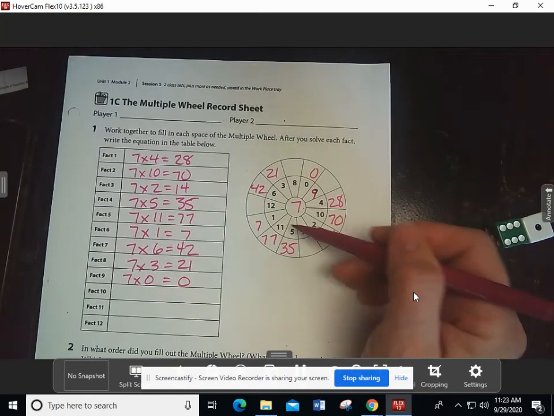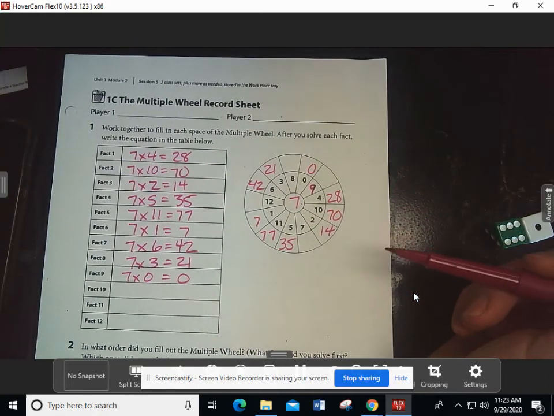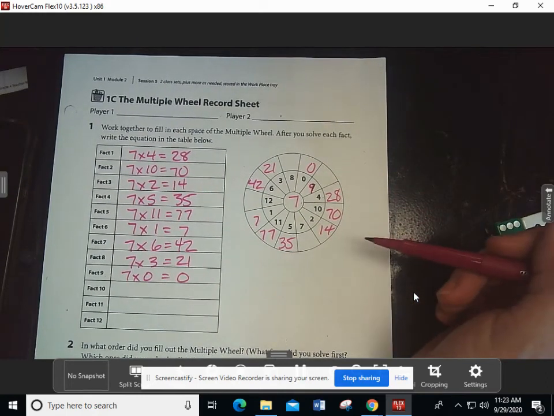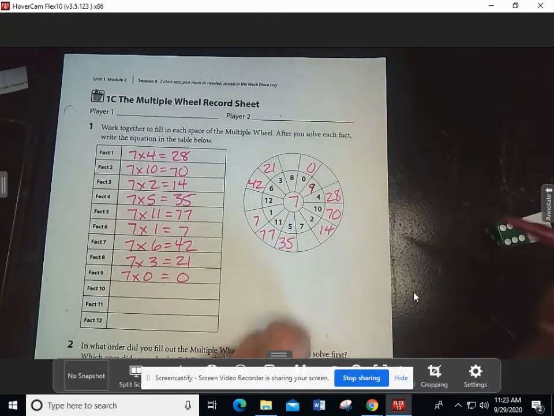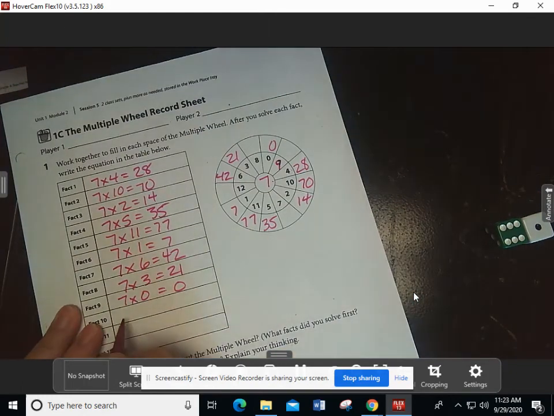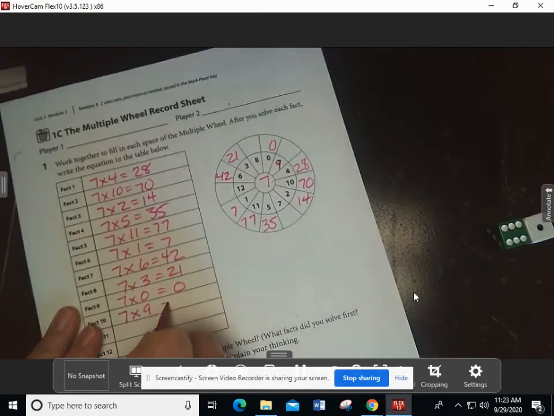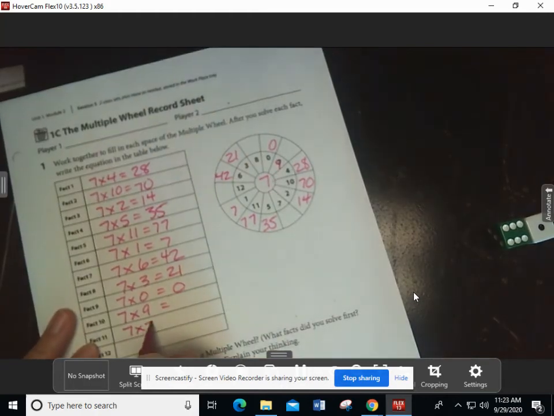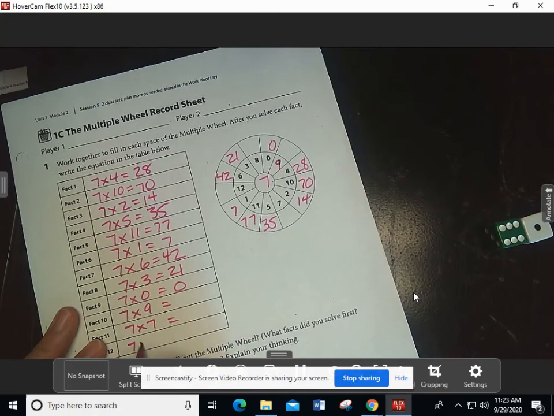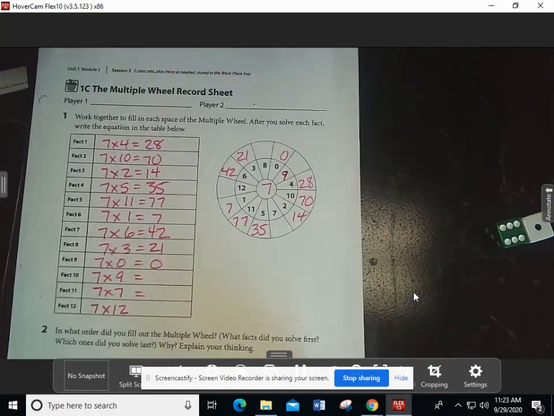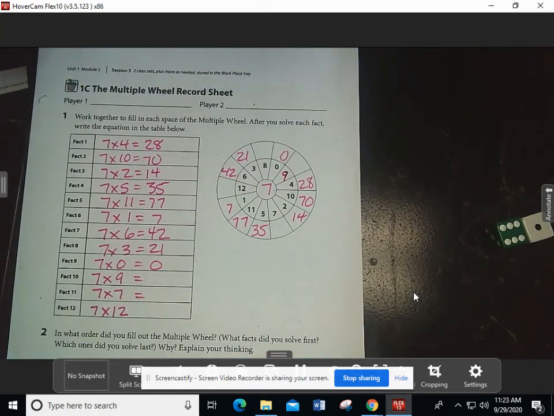So now I have some answers or some products I don't know. Let's think of this. Can we use something on here to help us understand what we don't know? Because we're trying to figure out 7 times 9, 7 times 7, and 7 times 12. With the strategies we've been working with, will any of these work? Okay, I don't want you to give me answers. I want you to give me strategies. What do you think, Phoenix?